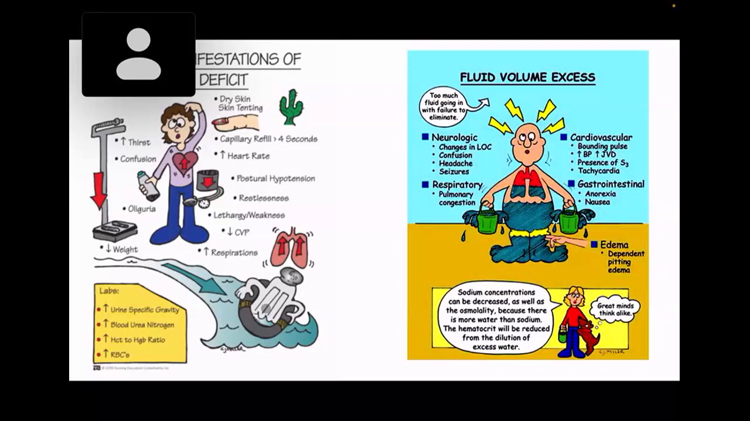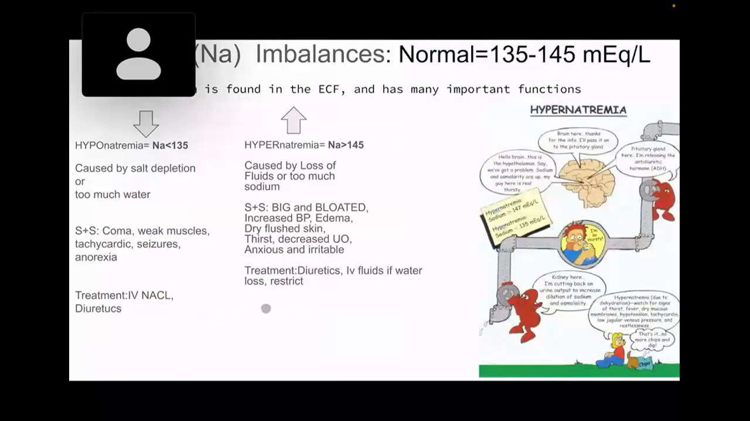Fluid volume deficit, this is more of our dehydration. So usually they're going to be restless, lethargic, weak. Our heart rate's going to go up. Why? Because usually the blood pressure is low when we are dehydrated and our heart's trying to compensate, and all of those good things. Speaking of sodium imbalances, remember hyponatremia, less than 135, hypernatremia, greater than 145. It's important to note these lab values. They will show up a lot throughout your time in the program.